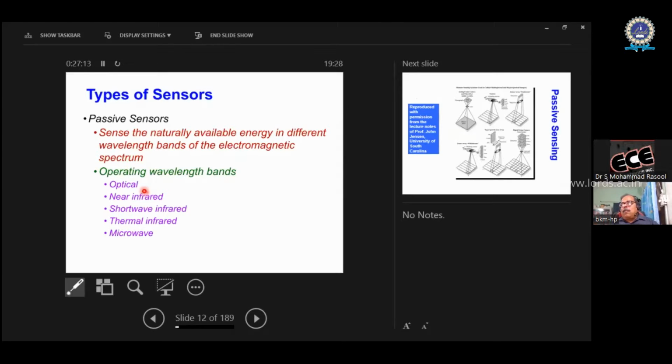So types of sensors: they operate in the optical region, the same wavelengths that our eye can sense, then infrared, very close to the optical region, just after optical. Then we have slightly longer wavelength, shortwave infrared, and further temperature sensitive thermal infrared, and then you have microwave, very large wavelength. So in optical to thermal, we treat the electromagnetic radiation as particles, but in microwave region, energy travels as waves.